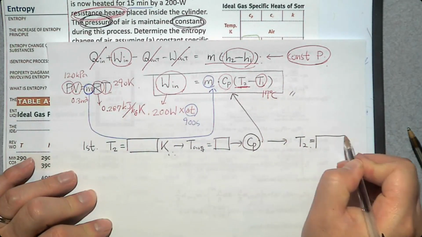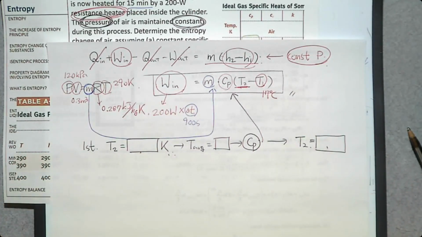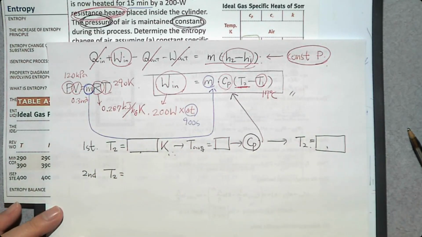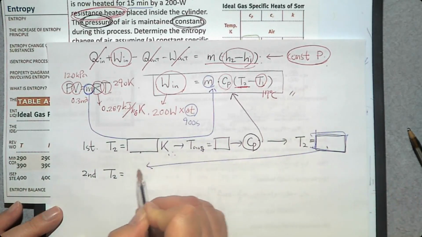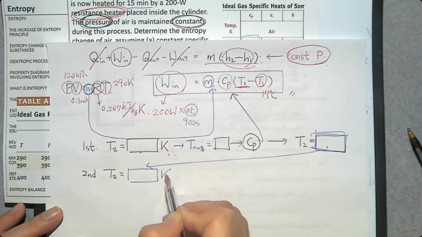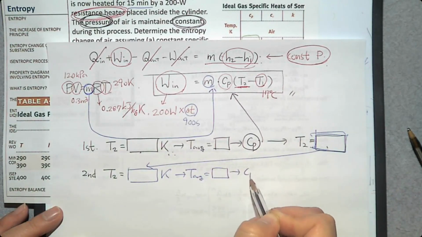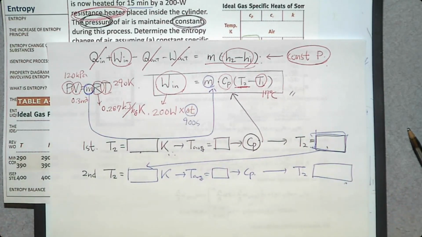Then you are going to compare this T2 and your assumption. If they are far away, go to the second iteration. In this second iteration, your guess is going to be the value that you got from the first iteration. So this one goes to T2. Then find the average temperature, determine Cp, and find T2. So that's what you're going to do. Okay?